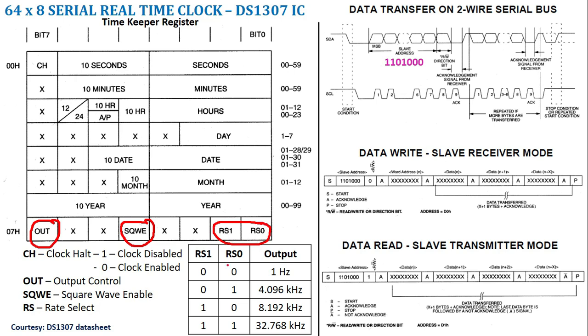If RS1, RS0 is 00, in that case 1 Hz will be coming as an output. If it is 01, 4 kilohertz will be coming as an output, 10, 8 kilohertz will be coming as an output, and 11, 32 kilohertz will be coming as an output. So that is how the data is stored in your DS1307 IC in the RTC part.